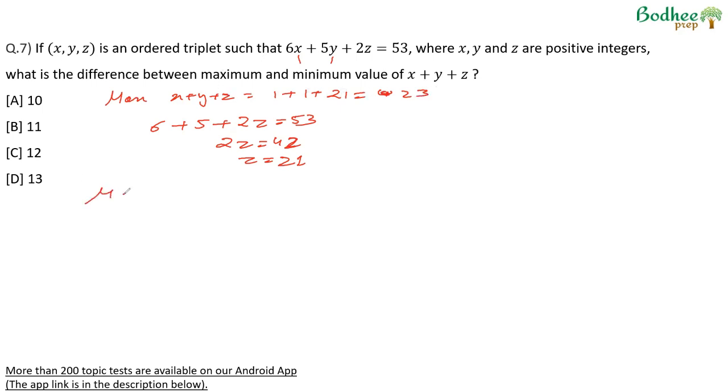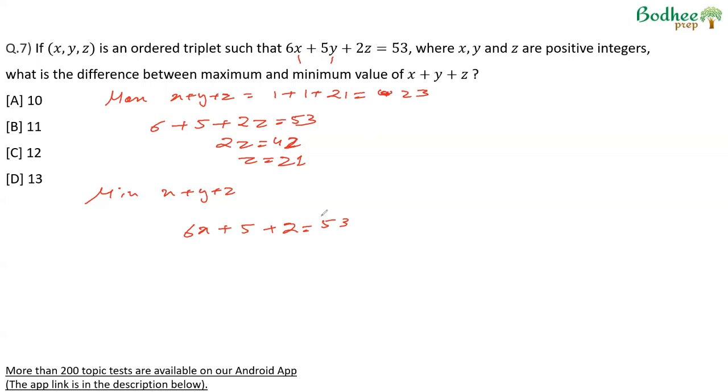Let us look at the minimum value of x plus y plus z. Again, what we'll do is we can put 6x plus 5y, and z as 1. The problem is 5 plus 2 is 7. 53 minus 7 will be 46.